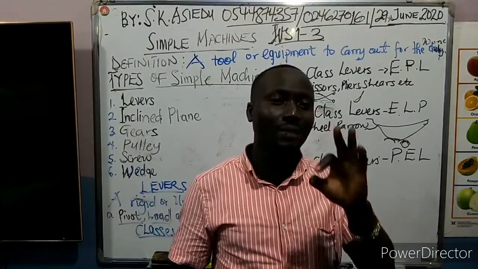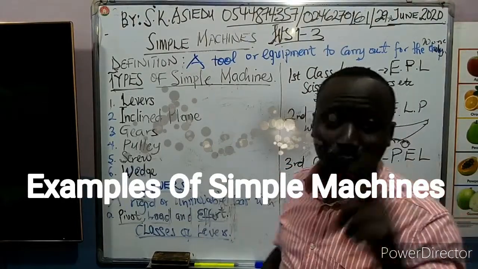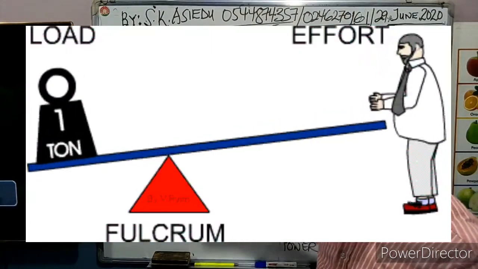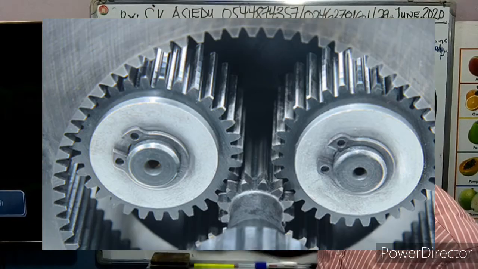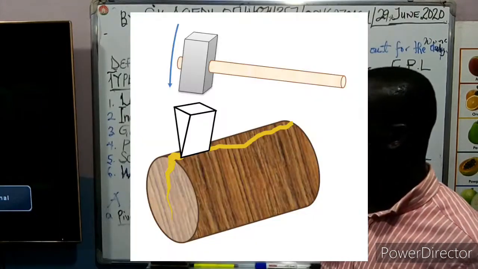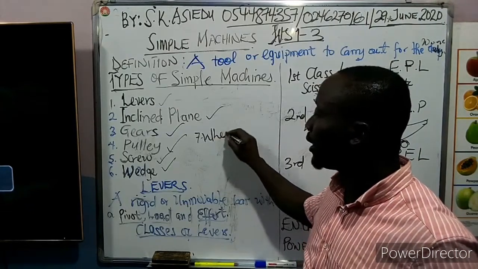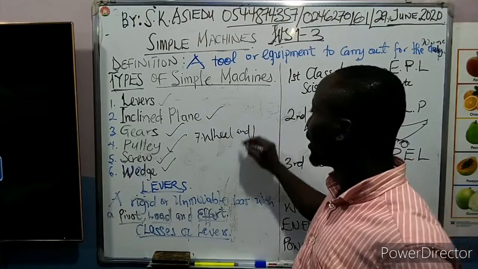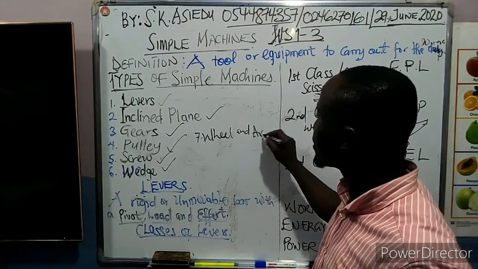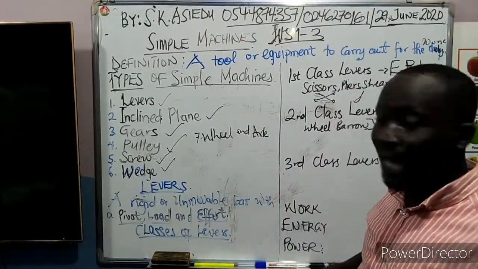Our focus today is on simple machines. Let's identify some examples of types of simple machines. The types are basically levers, inclined plane, gears, pulleys, a screw, and the wedge. Wheel and axle is also another type of simple machine. Now let's briefly talk about some of these types. In brief, we'll talk about levers and identify the types of levers.